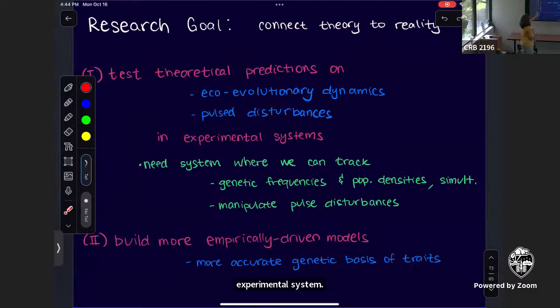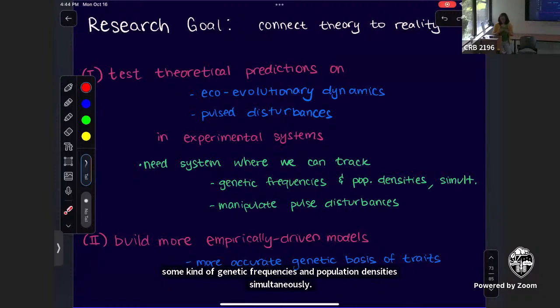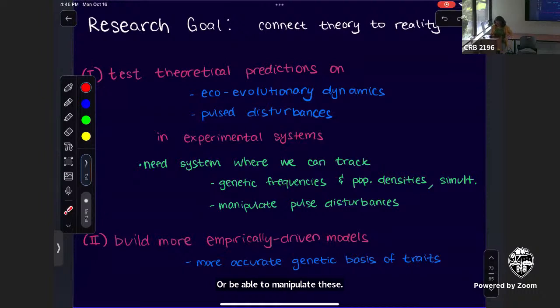I think for that, we would need a system where we can track some kind of genetic frequencies and population densities simultaneously, or be able to manipulate these pulses and experimentally generate pulsed disturbances. And then the second way that I would love to work more on is to build more empirically driven models. I think one of the big things in a lot of the ecoevolutionary models is that we don't have a very accurate genetic basis of traits. And this is a direction I think would be super cool and interesting to go into, trying to actually couple real genetic architecture of traits with their ecological interactions.